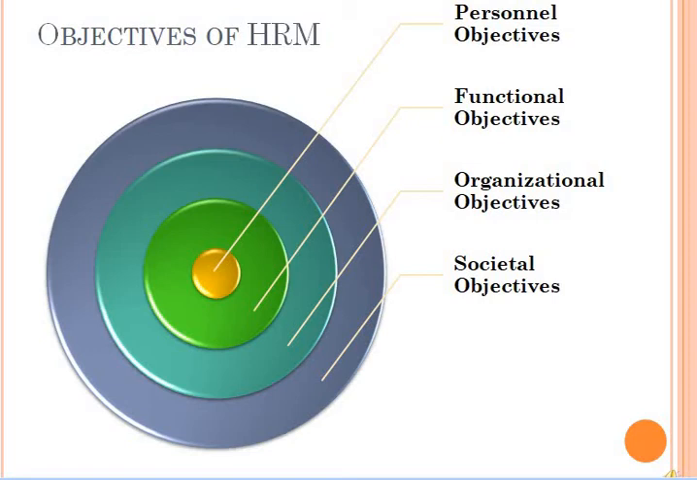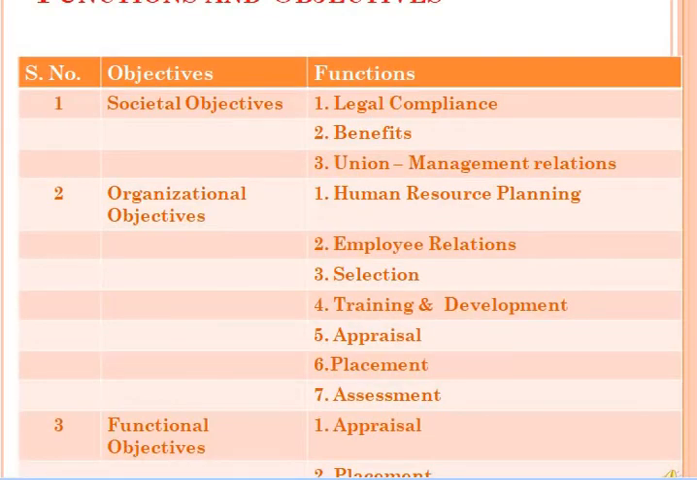So now we are going to discuss what are all the objectives of human resource management. This can broadly be classified into personnel objectives, functional objectives, organizational objectives and societal objectives. So in the next slide we will see some examples of this. So societal objectives is legal compliance.